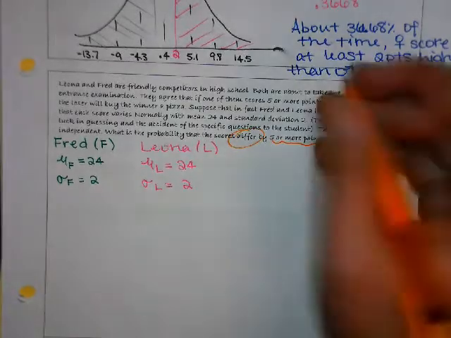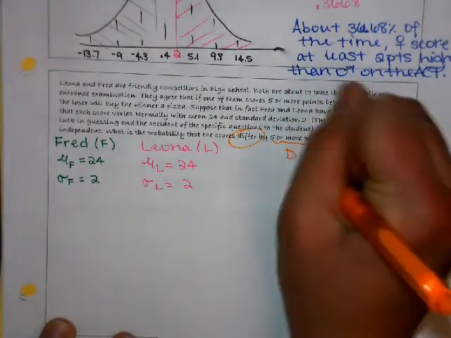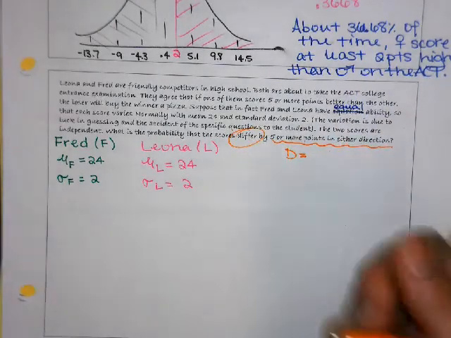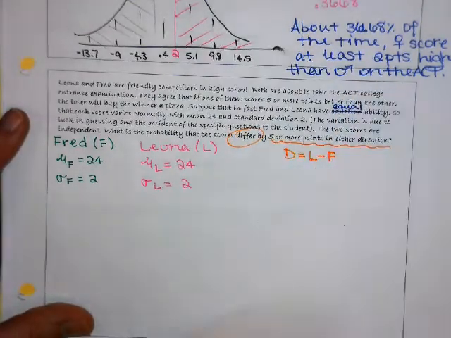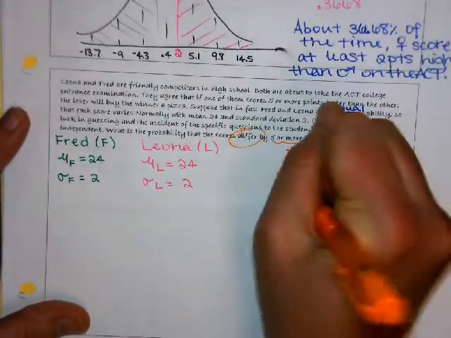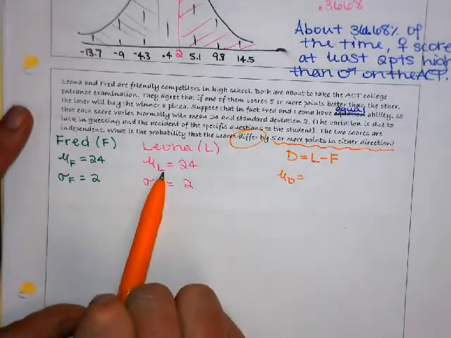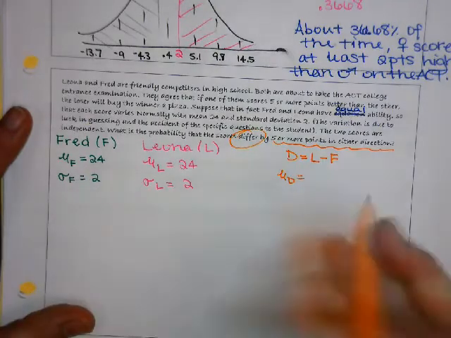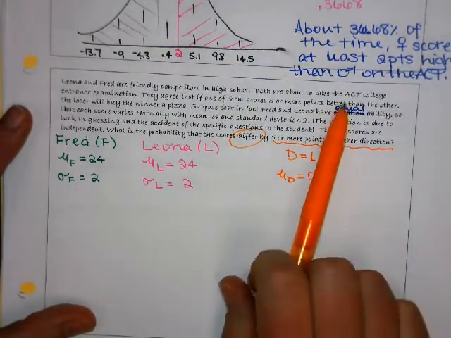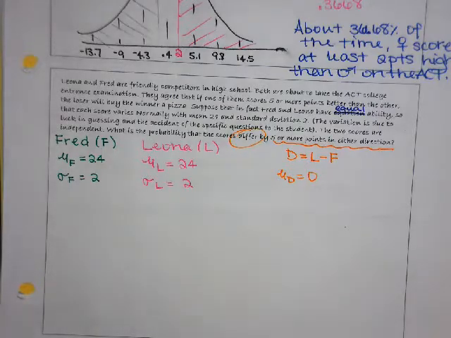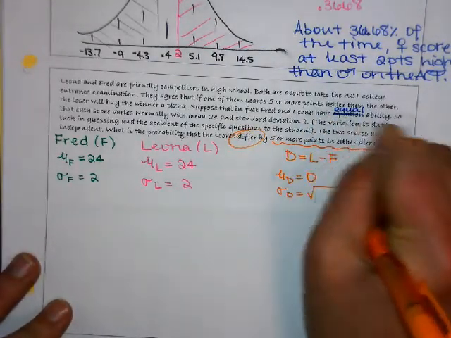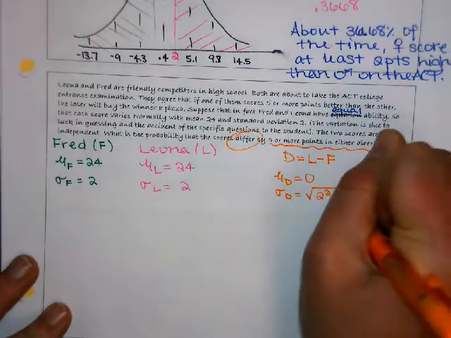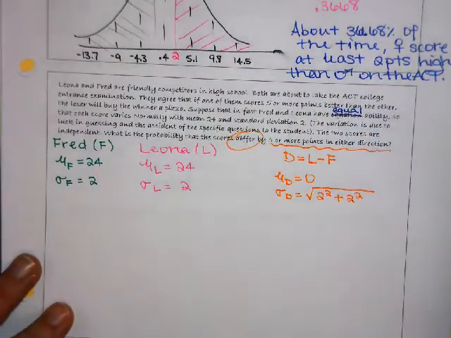All right. So to find the mean, we're going to take Leona's average minus Fred's, which is 0. Which makes sense, right? Because if they have equal ability, the difference between their scores should be 0. Then to find the standard deviation, we're going to take the square root of 2 squared plus 2 squared. What's the square root of 8? It's 1.4, right? No, 2.8. I can't remember. 2 squared plus 2 squared, that is 8. Yeah. 2.8.